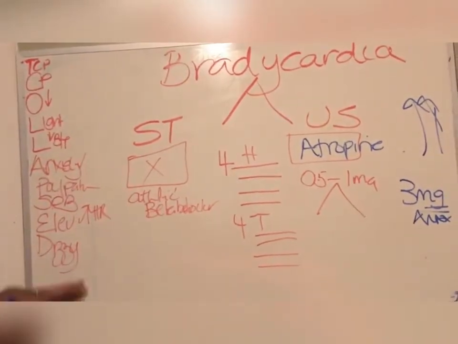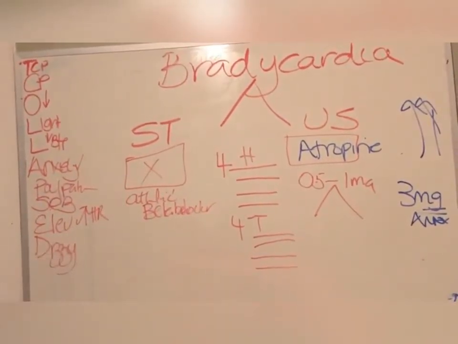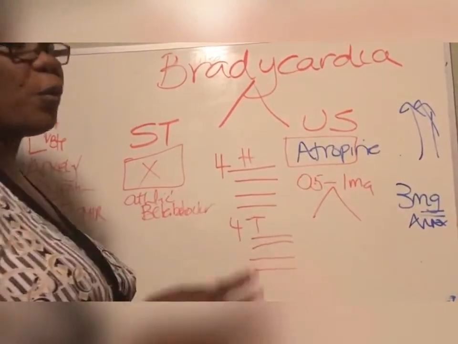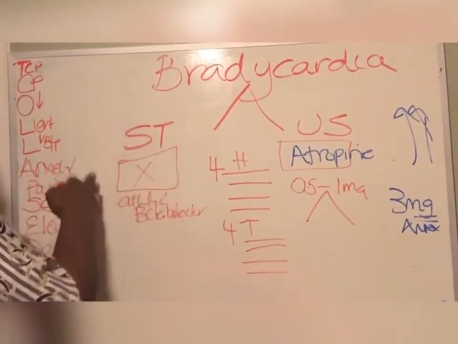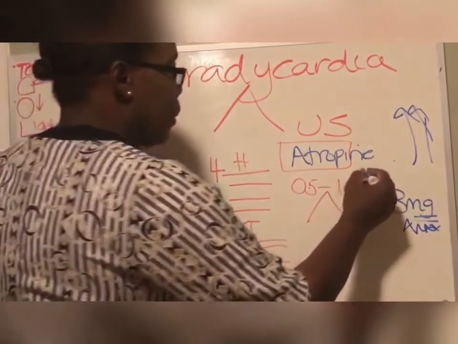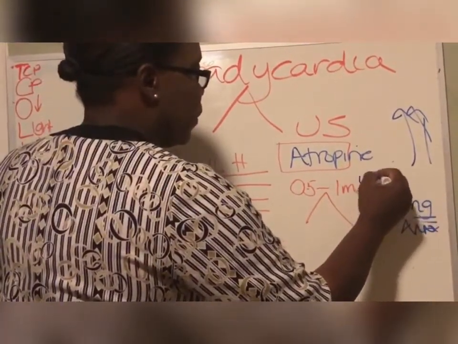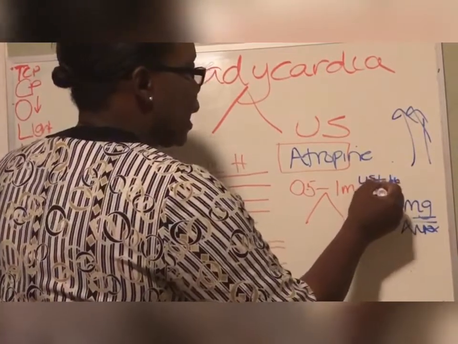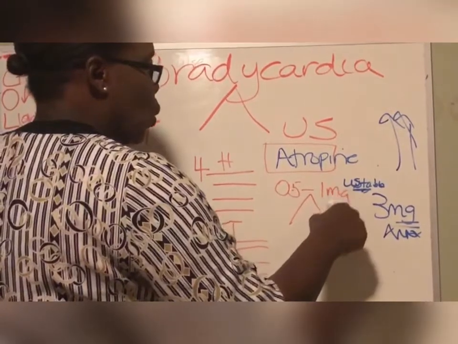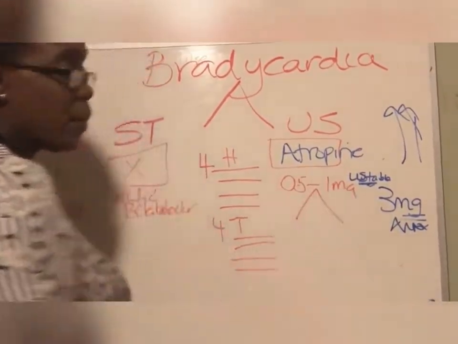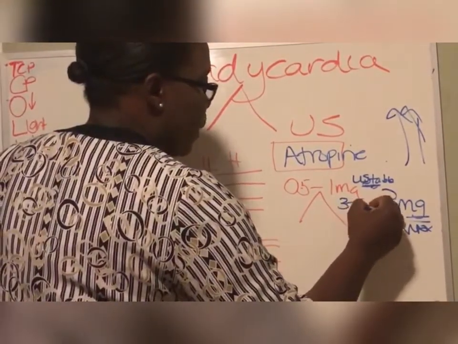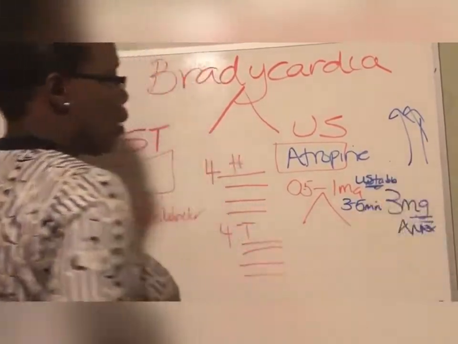If your patient is very, very sick, that means his heart rate is below 50, and he is showing signs of unstableness, we could say that this person is unstable. When that person is unstable, what do you want to do? You want to start with the higher dose, which is 1 milligram. So you can give him that every 3 to 5 minutes with a maximum dose of 3 milligrams.